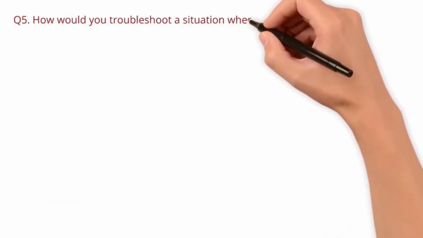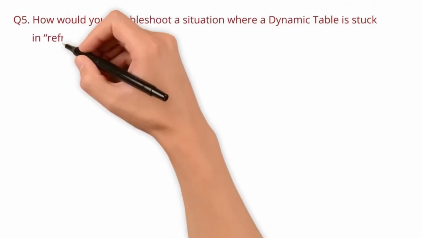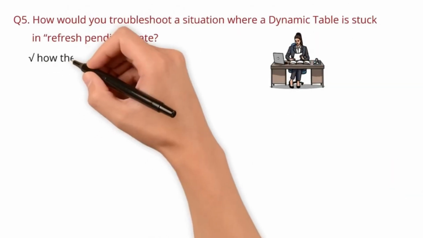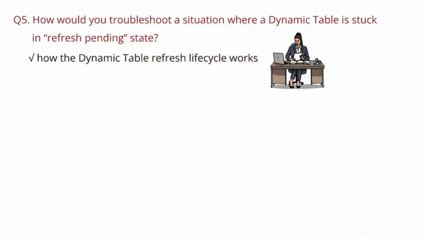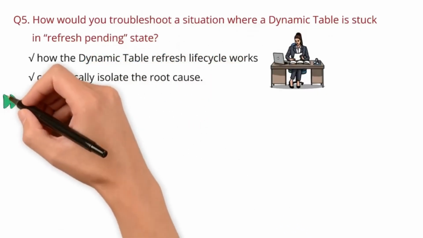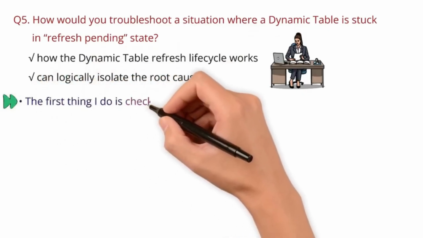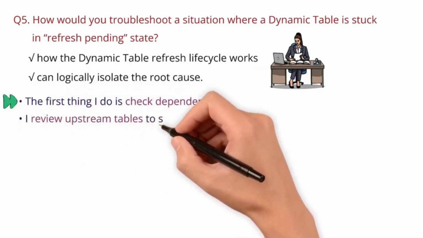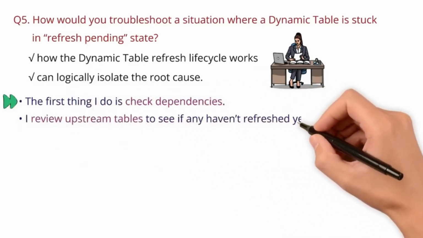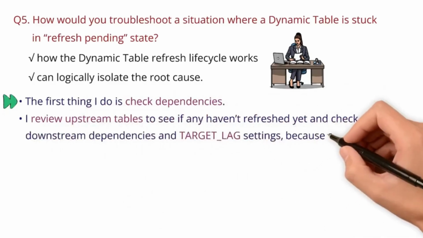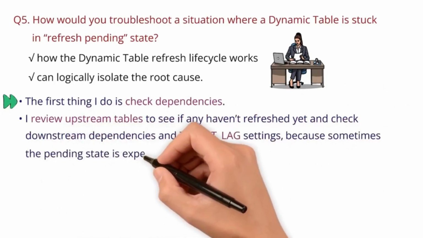Question 5. How would you troubleshoot a situation where a dynamic table is stuck in refresh pending state? Interviewers want to know if you understand how the dynamic table refresh lifecycle works and whether you can logically isolate the root cause or not. The answer is, the first thing I do is check dependencies. I review upstream tables to see if any haven't refreshed yet and check downstream dependencies and target lag settings because sometimes the pending state is expected.